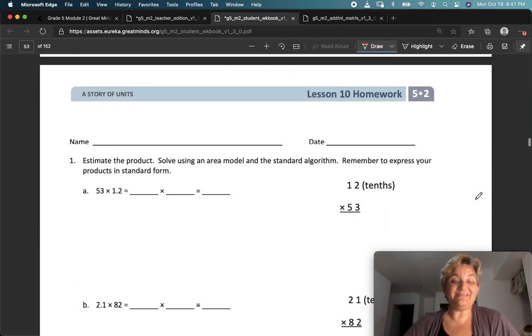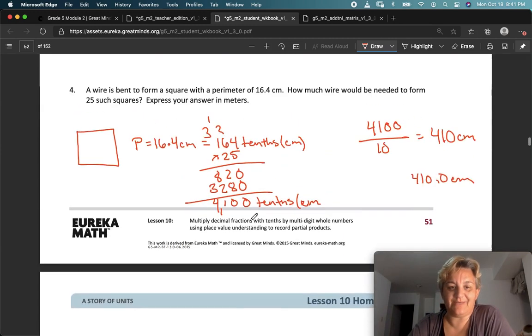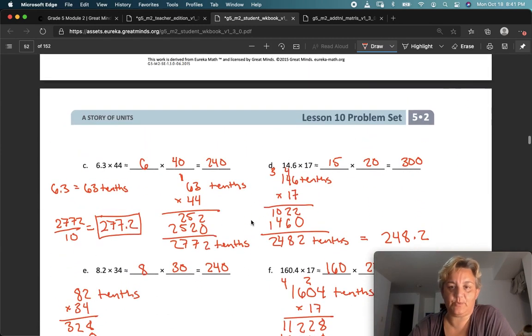And the rest is just homework. Whew, that's a long lesson, but a good one because we are now multiplying with decimals. Great job, everyone.